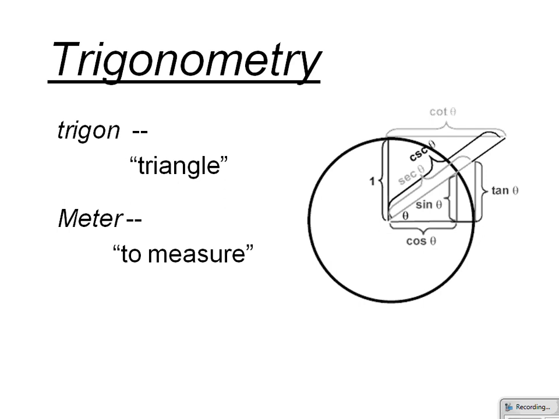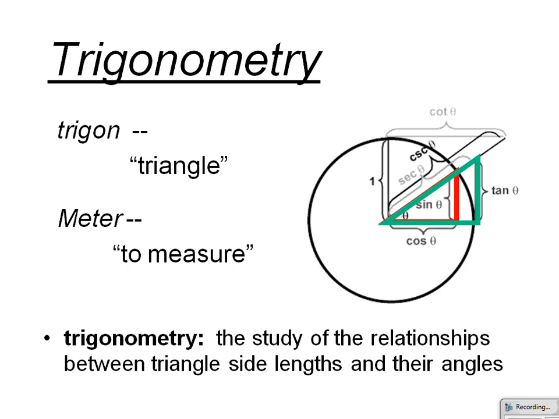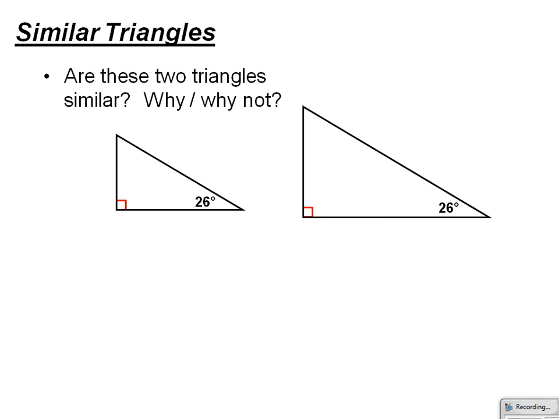Trigonometry involves measuring triangles. In this trigonometric diagram to the right, you can see that there are a few triangle graphics embedded within it. But the formal definition of trigonometry itself is the study of the relationships between triangle side lengths and their angles. Now, to understand the origins of trigonometry, we need to go back to the previous chapter and analyze similar triangles.